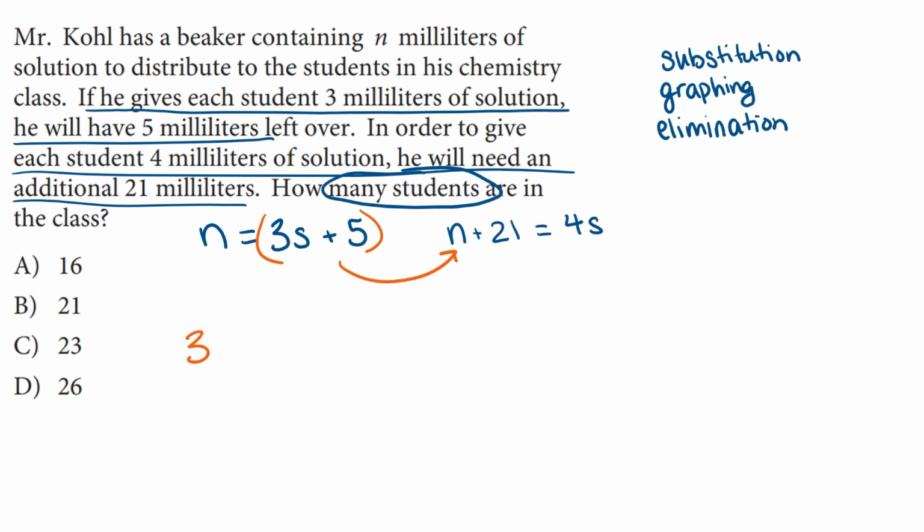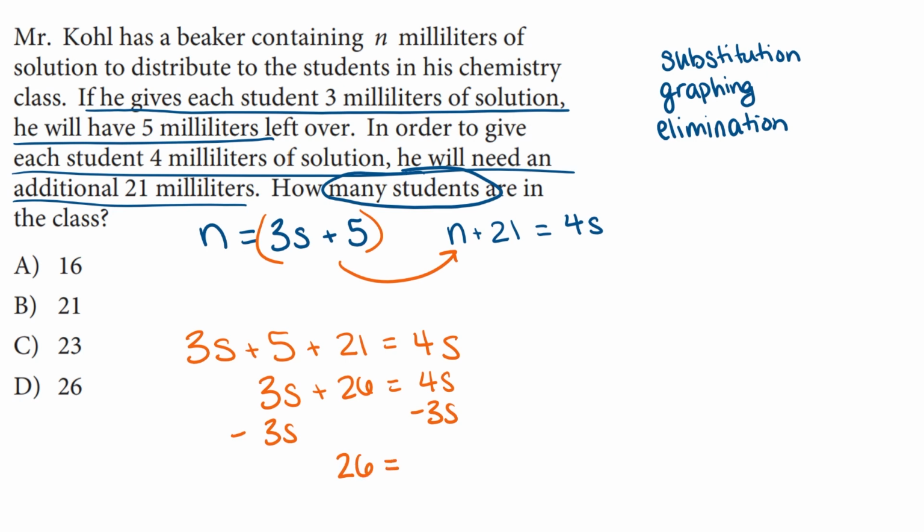So 3s plus 5 plus 21 equals 4s. If we combine our like terms, we'll have 3s plus 26 equals 4s, and then we want to move our 3s over to the other side. So we'll subtract 3s from both sides, and we get 26 equals s. So we know we have 26 students in the class. And our answer is letter choice D.